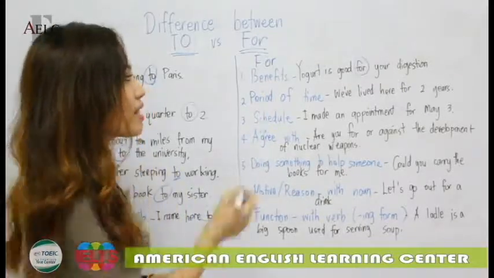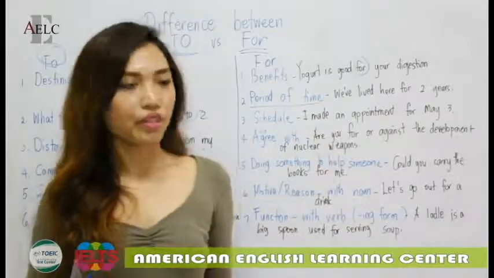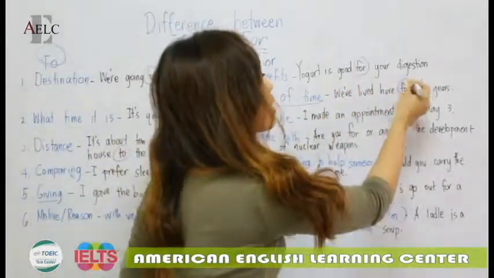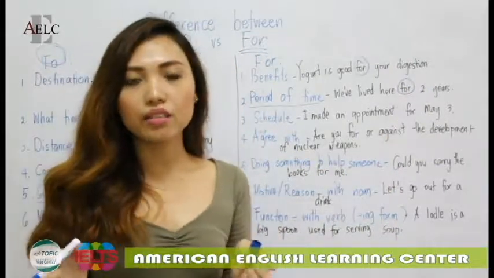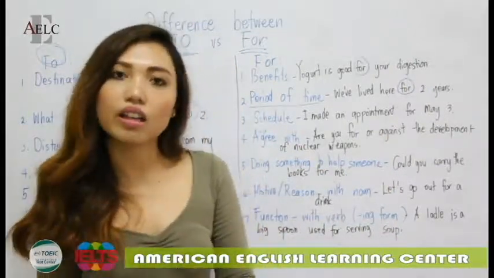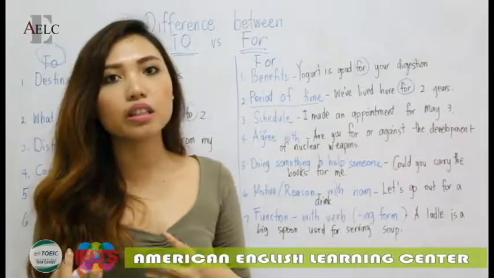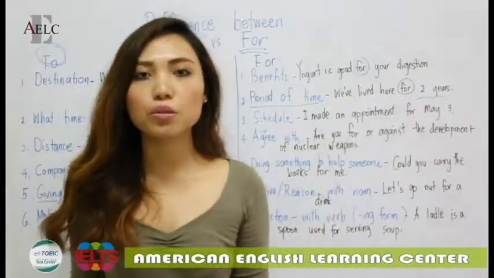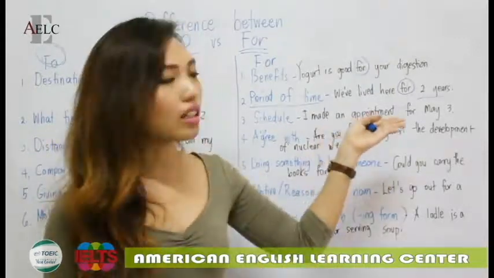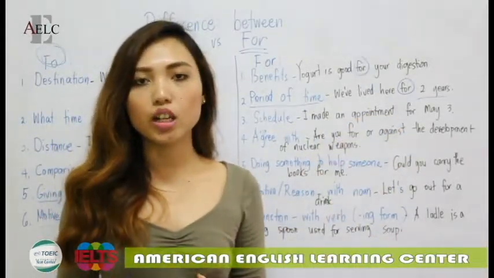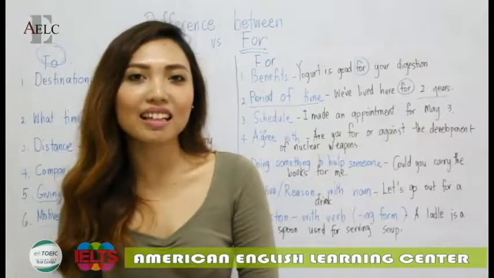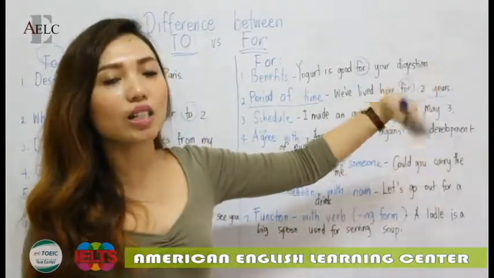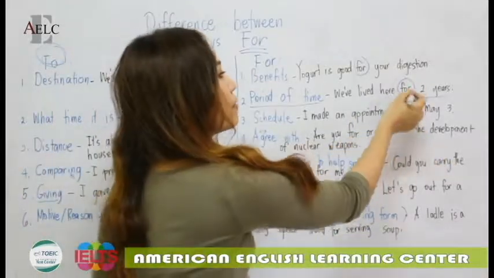The next one talks about a period of time. For example, we have lived here for 2 years. We have a span of time, like how long have you lived there? It's for 2 years, and it's not specific on when those 2 years are. They didn't mention a specific year, like 1992 or 2001. So it's general, not specific, so we use for.